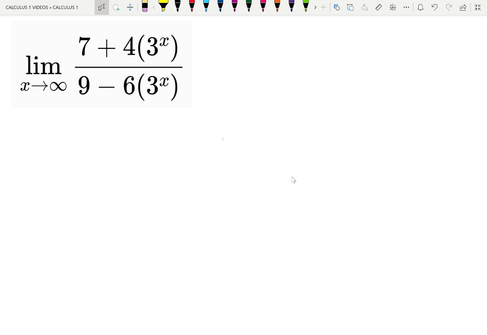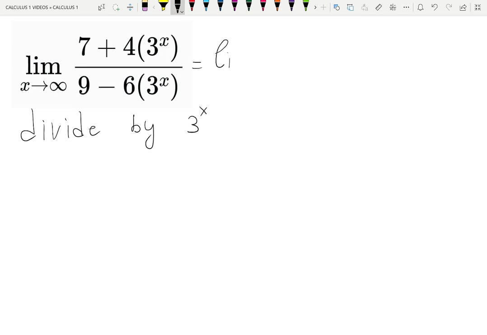Let's find the limit as x approaches infinity of (7 + 4 times 3^x) divided by (9 - 6 times 3^x). The official way we teach you using the book is that we need to divide by the leading term of the denominator. So let's divide both numerator and denominator by 3^x.